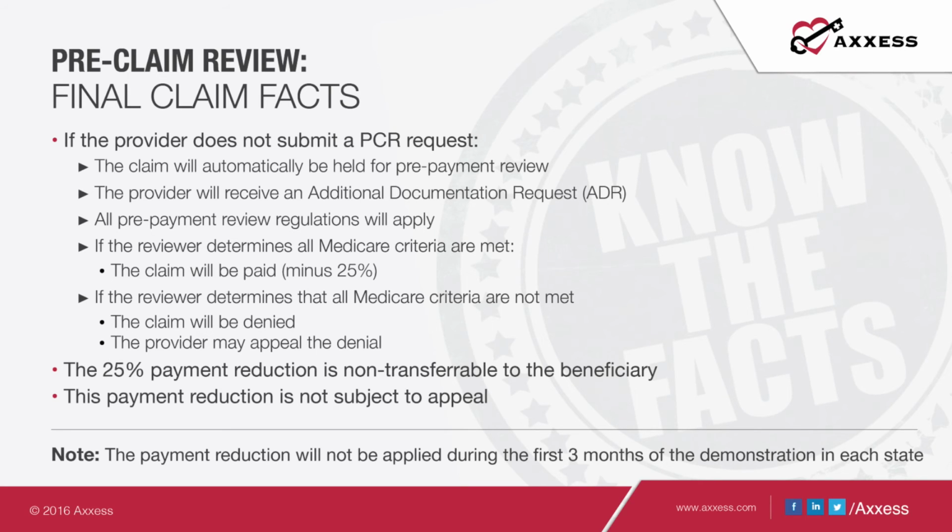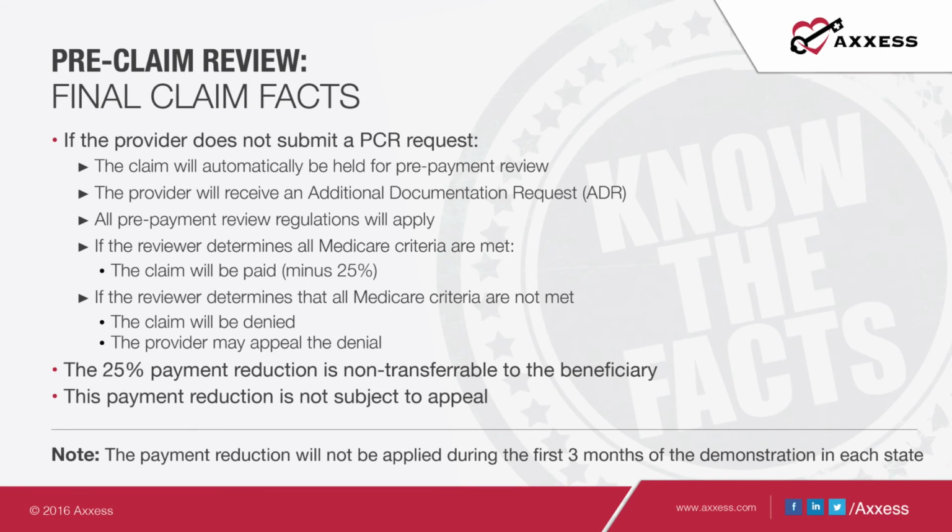Now, if you choose not to submit a pre-claim review request, the following things will happen. The claim will automatically be held for prepayment review, which means they're going to review everything before they pay you at all. You will also receive an ADR, additional documentation request. All of those same prepayment review regulations will apply. And upon review, if the reviewer determines that the Medicare criteria are met, that claim will pay minus the 25% reduction. If the reviewer determines that all Medicare criteria are not met, however, that claim will be denied, and once you get that denial, you may appeal the decision.